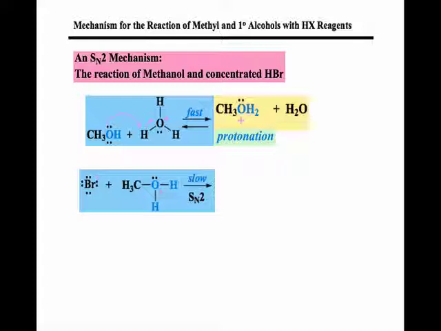Help me push the arrows. Where do I start? Bromine, bromide, right? And what happens? Attacks the carbon, and then what happens? And that all happens at the same time, right? It is a single step. It is the slow step. And we end up forming the methyl bromide and water as the leaving group. Okay?